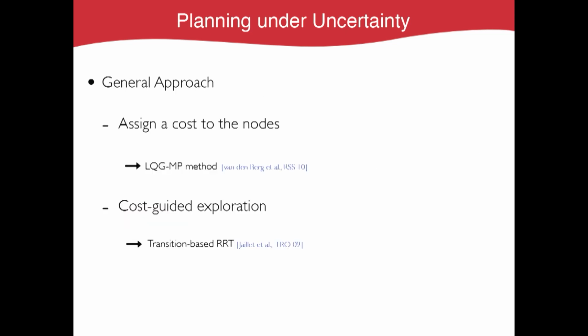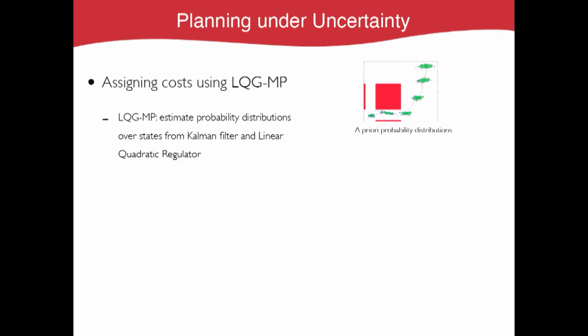So what we propose to do here is to work in two steps. First, to assign a cost to the nodes of the tree we are growing, and then to guide the exploration according to the cost of these nodes. So how to assign costs? For assigning the cost, we're going to use LQG-MP methods, and to guide the exploration, we're going to use a principle from transition-based RRT planner.